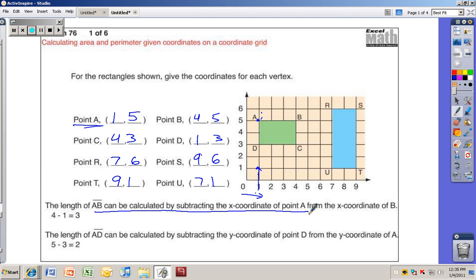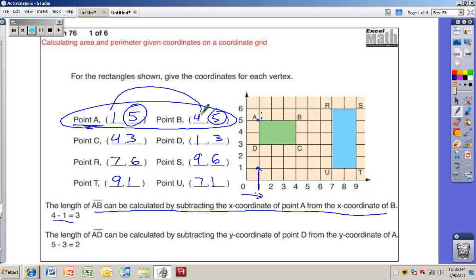the x-coordinate of point A from the x-coordinate of point B. And you've already been doing these quite a bit. So if we wanted to find the distance from A to B right here, we notice that the 5's are the same in the y spot. The x's are different, 1 and 4. So the distance between point A and point B is 4 minus 1, or 3.